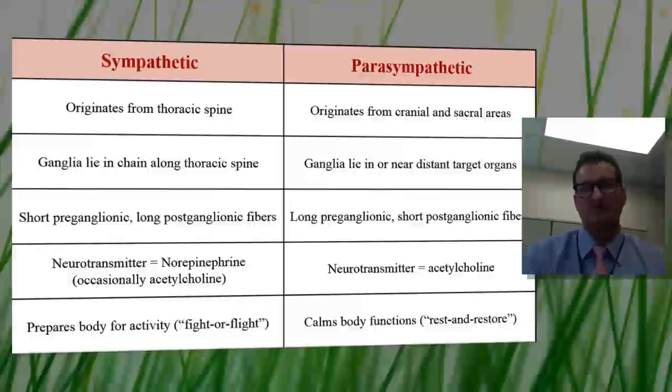But it's important to remember that it's not one or the other. They're both going at the same time, and it's the relative strength of one to the other that determines the autonomic tone. And these are the major differences of the sympathetic and parasympathetic, so you can review these.